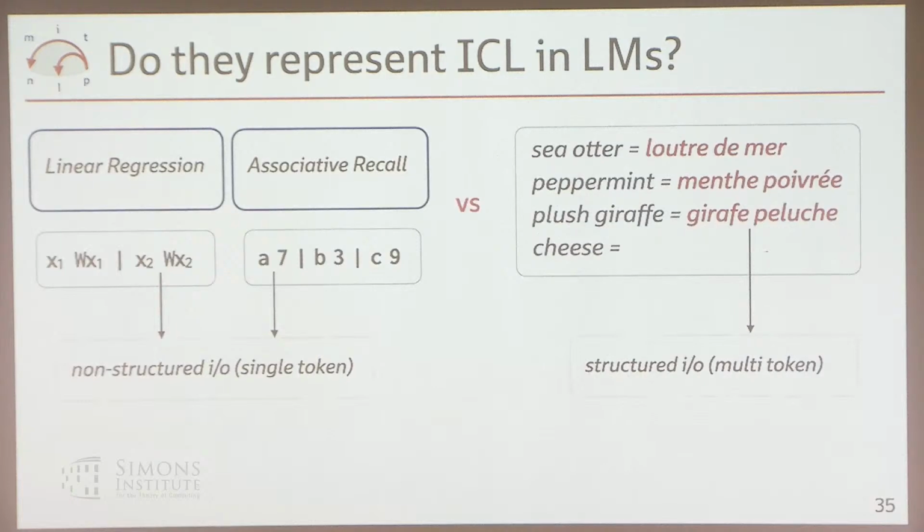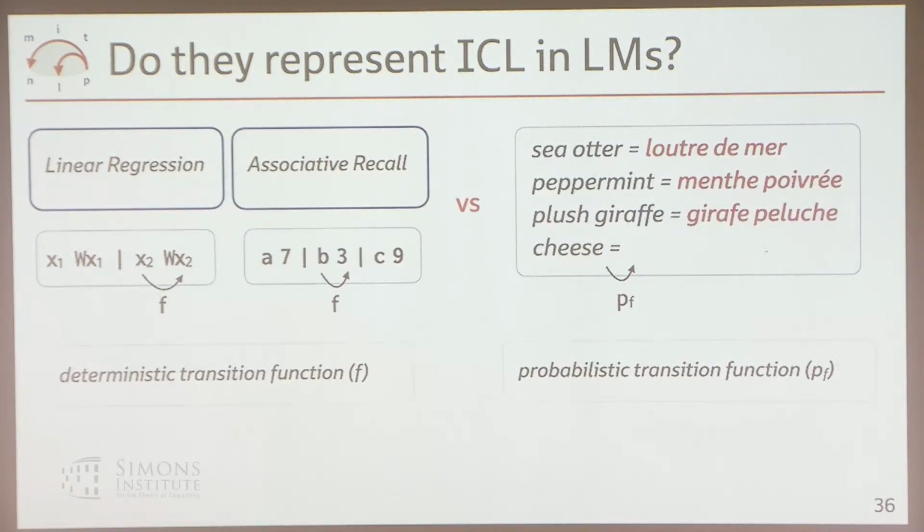But these problems show that transformers can in-context learn some novel functions, but are these problems structurally similar to the real in-context learning examples that I showed earlier? First of all, they have non-structured inputs and outputs. Each input and output is a single time step or single token, but translation or any other real language example will have multiple tokens in the input and output.